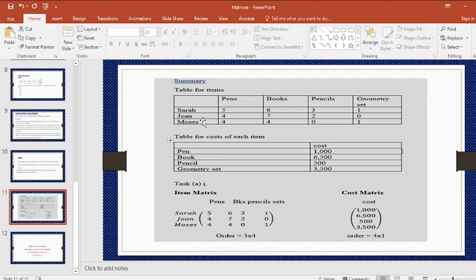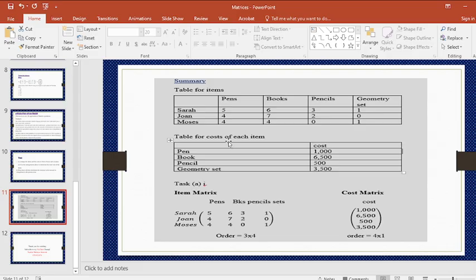So being that you have this table, now everything will be summarized here. And where you say 0, that means that person didn't possess that item. Because you have Joan with a 0 under geometry set, and in our scenario, Joan didn't buy any geometry set.